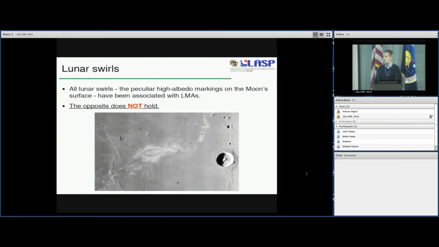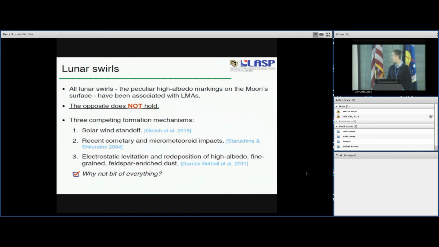And this, at least in my view, makes things a little bit more unpleasant than they should be to find the one, because if for every swirl we would have an anomaly, and the opposite, problem solved, right? Unfortunately, this is not the case, so we need a model which works for all. So the three competing mechanisms at the moment: solar wind standoff, basically saying that these little magnetic fields are capable of locally shielding the solar wind, and the shielding pattern then, surprisingly, is the lunar swirls.